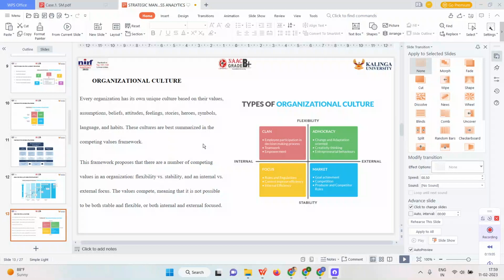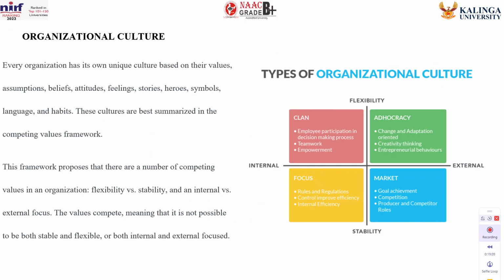Now, organizational culture. Let me just talk about this. Every organization has its unique culture based on their values, assumptions, beliefs, attitudes, feelings, stories, heroes, symbols, language, and habits. These cultures are best summarized in the competing values framework. This framework proposes that there are a number of competing values in an organization: flexibility versus stability, and an internal versus external focus.